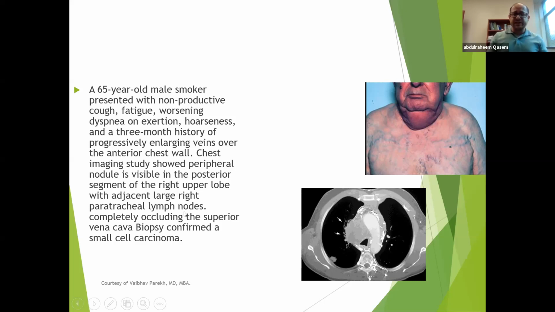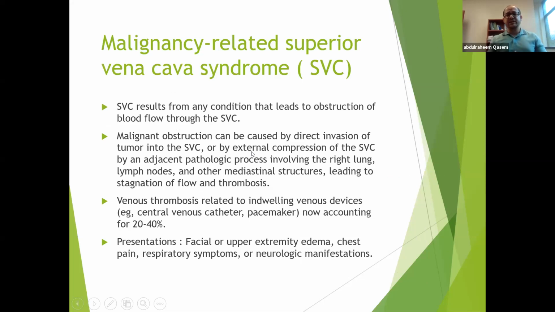So we are dealing here with one of the oncologic emergencies called superior vena cava syndrome. Malignancy-related superior vena cava syndrome is a condition that results from blockage or obstruction of the superior vena cava. Most of the time, the obstruction will be malignant due to either direct invasion by a local tumor or external compression of the SVC. Most of the time that blockage may be associated with thrombosis as well. And now, with increased use of central lines, either hemodialysis catheters or pacemakers or central venous catheters, people may develop thrombosis in the superior vena cava, and if it is severe enough, causing complete obstruction, the patient may present with superior vena cava syndrome.